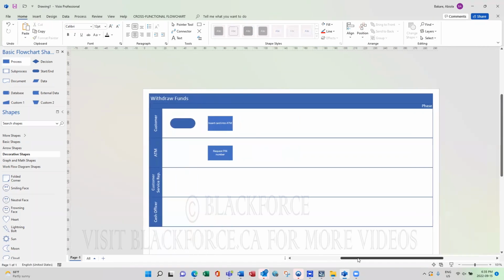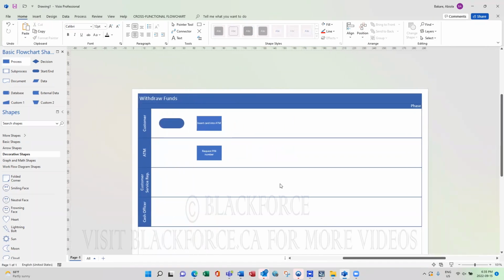So when the ATM requests the PIN number, because the customer needs money, we're going to drop another process in here and say customer enters PIN number. After the customer enters PIN number, what does the ATM do? It's going to request the amount and maybe denomination. No, that would be a very terrible ATM.